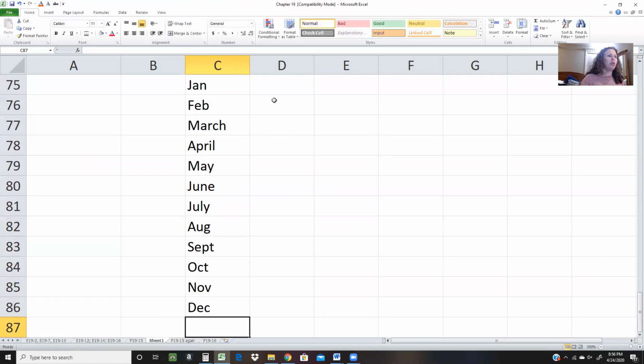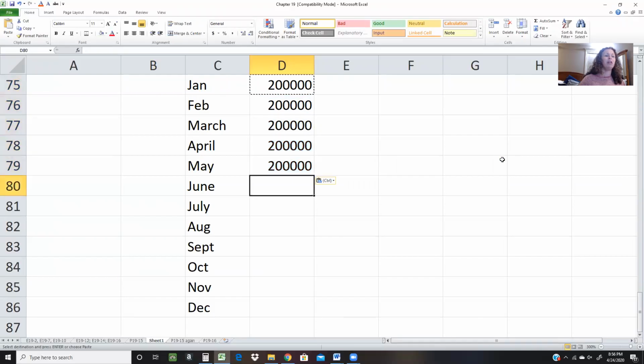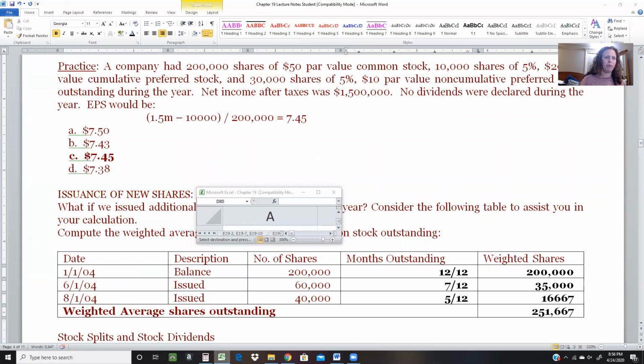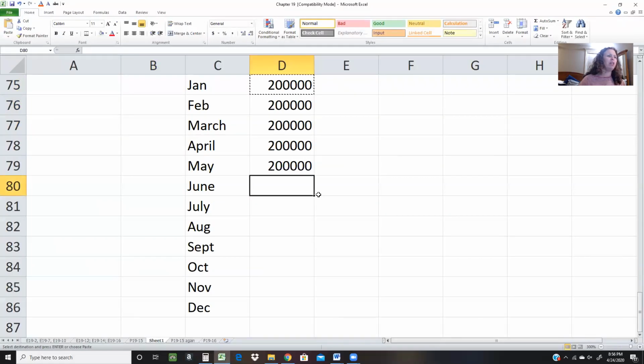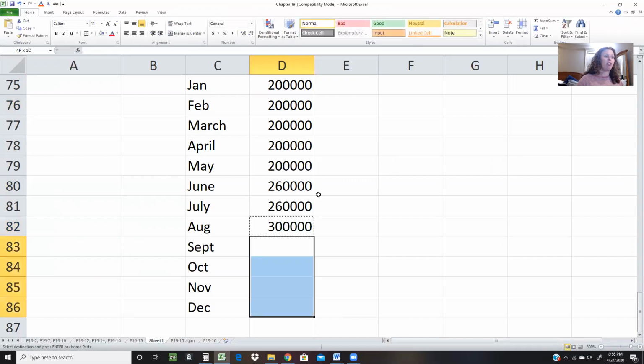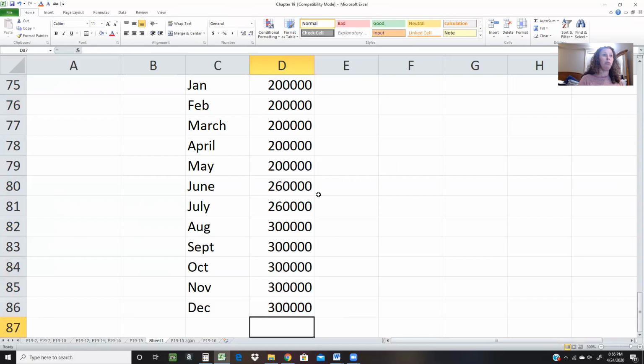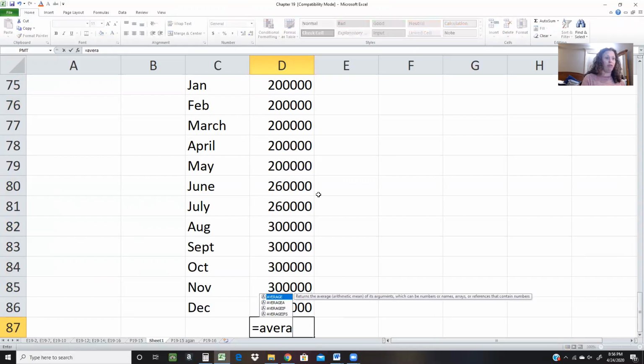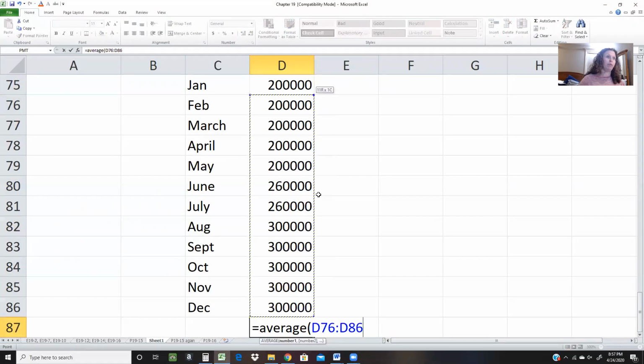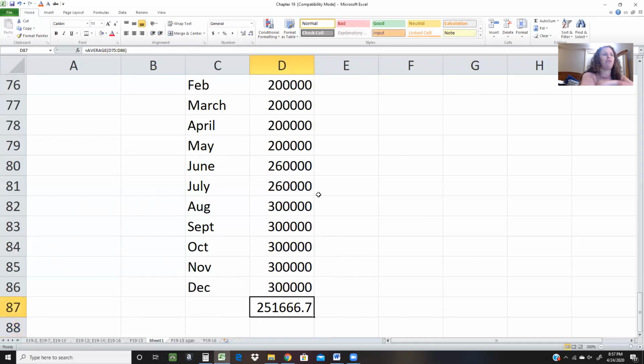Okay. So in January, you had 200,000 shares, and you had that until June 1. But on June 1, you issued 60,000 additional shares. So in June, you had 260,000, and in July. But in August, you issued another 40. So then you had 300,000 August through December. So we can see the actual number of shares that we had each month, and then we can just do an average. And there's that 251,667 number. So that's just another way to find the answer.